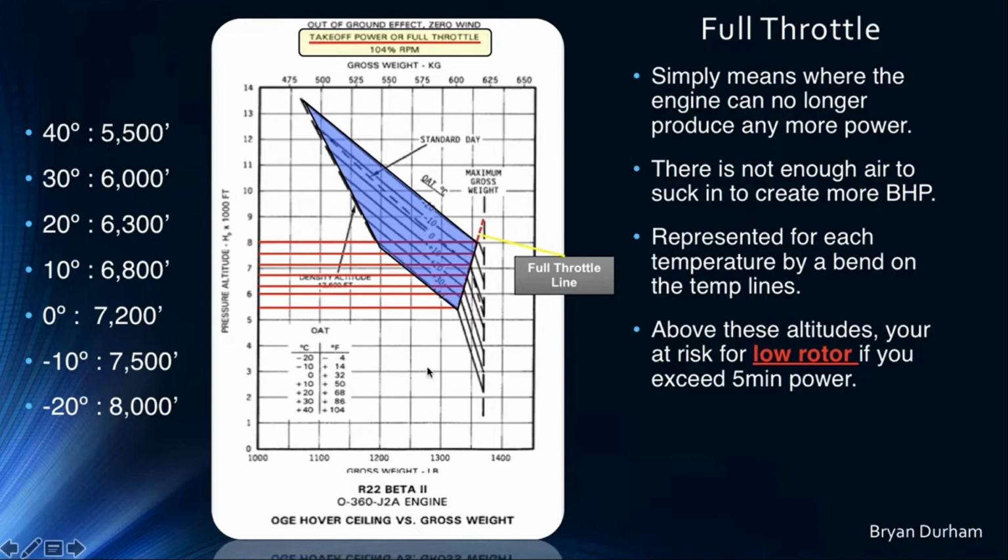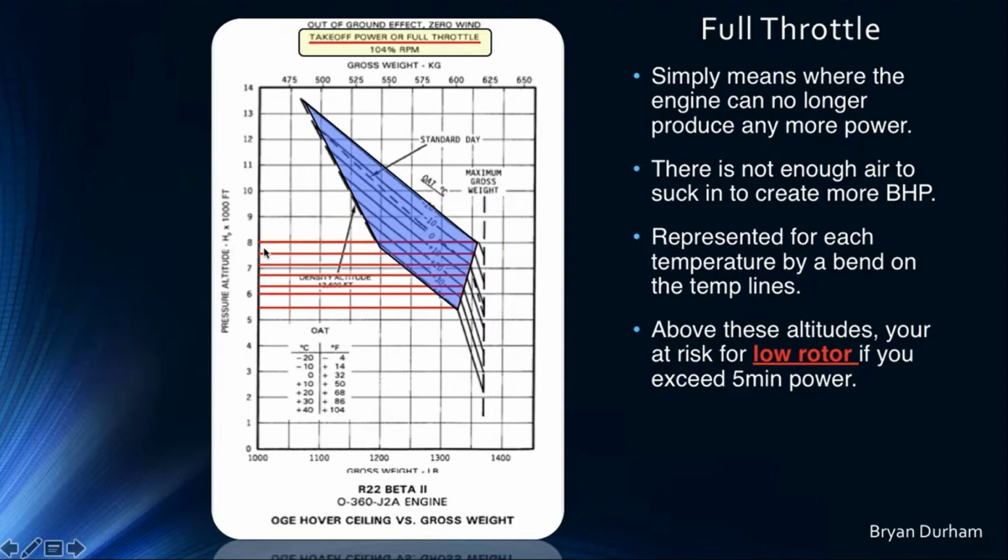Now, one question that's going to trip students up a lot is, if I hit full throttle right here, the engine is not able to produce any more brake horsepower at that point. How is it that at the same temperature, this line is all 40 degrees, I can hover all the way up here to roughly 7,800 feet? Well, the reason is, yes, you've hit full throttle here, but as you go from here to here, your weight is decreasing. The lower your weight, the higher you can hover, okay?